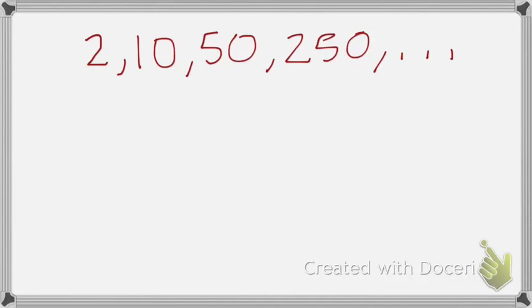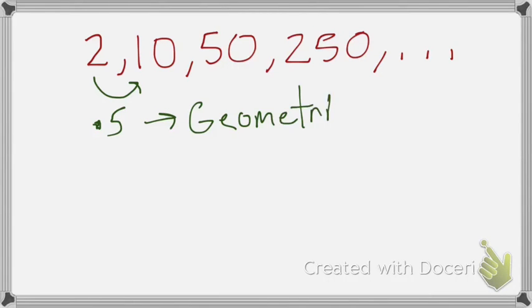Okay, so I want to put this extra video up there just as another example, just to show you guys one other thing that we didn't really talk about today. Again, this pattern here, we start with 2, and then we multiply by 5 every time. That should tell you right away that this is geometric, because we're multiplying or dividing. This time we happen to be multiplying.